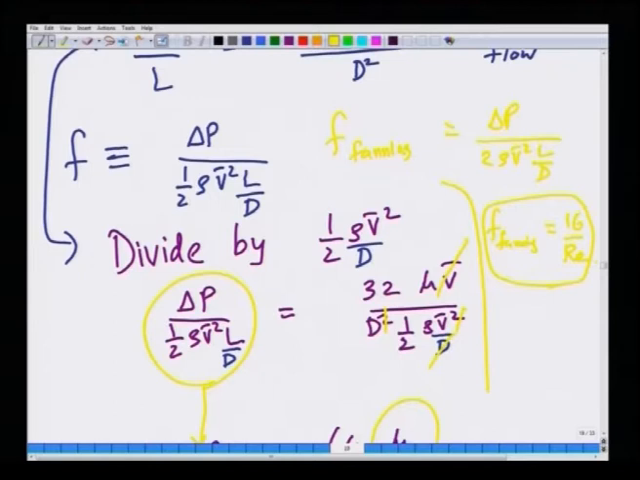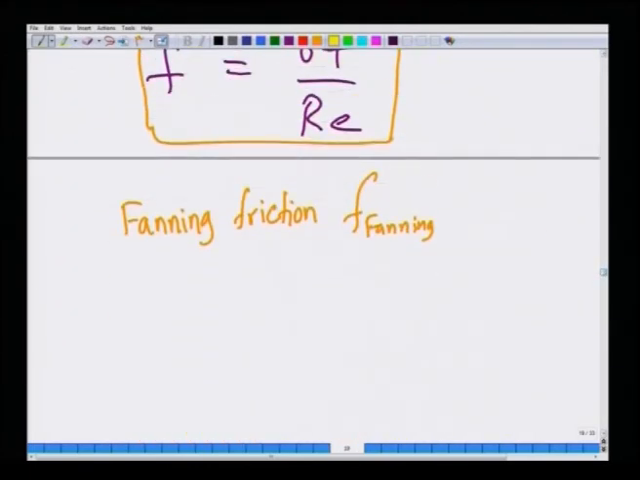For example, the Darcy friction factor goes as 64 by Re for laminar flow, while the Fanning friction factor goes as 16 by Re for laminar flow. That is just an aside, so be aware of that. Now, let us stick to the Darcy friction factor for the moment. There is nothing sacrosanct about picking one or the other, you can pick either one. So, let us pick the Darcy friction factor.